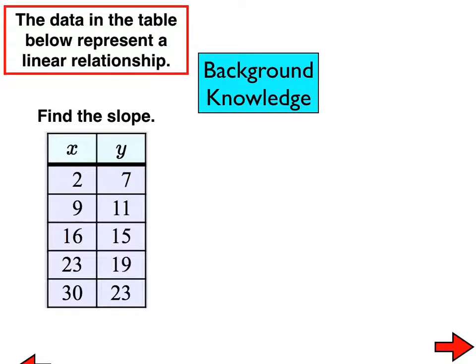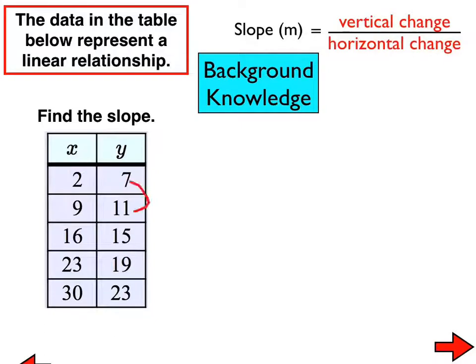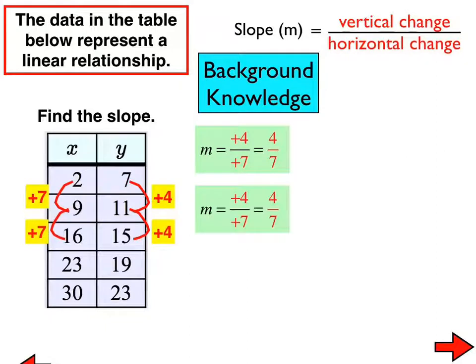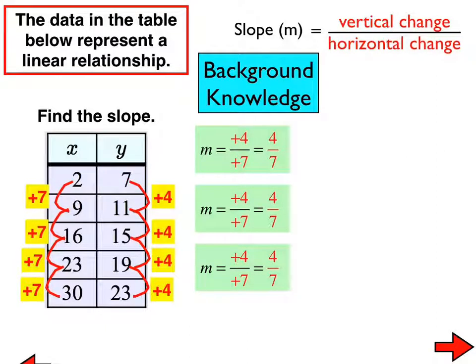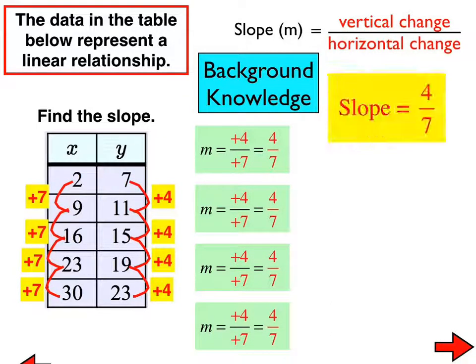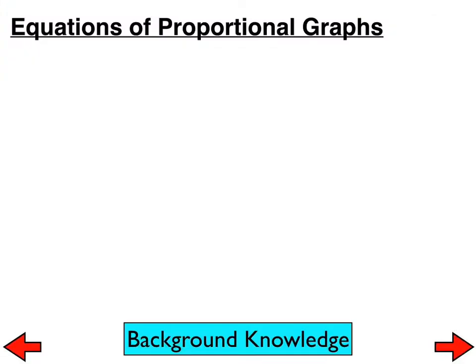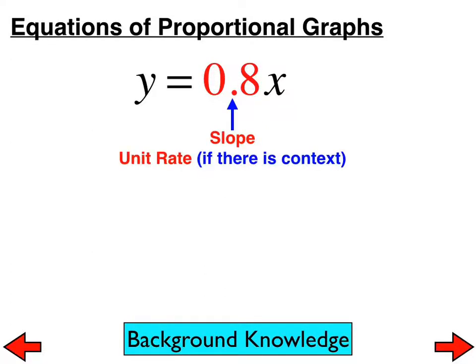And then in the last lesson, we talked about how to do that via a table by looking at the vertical change over the horizontal change, which is the change in y values over the change in x values. As long as all of those simplify to the same value, that means we do have a linear relationship, and whatever those values are, that happens to be the slope. So that's a quick summary of what we've talked about so far, including equations with proportional graphs, where that is the slope or the rate of change or the unit rate if there's context.